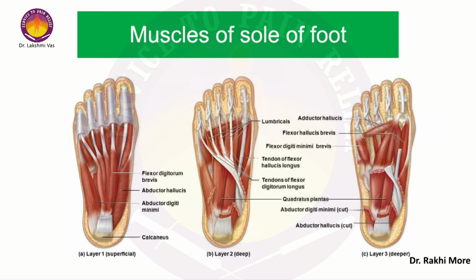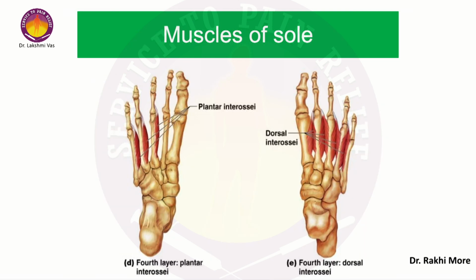This you will be able to appreciate during the dissection video. Here the pointer is not working, that is why I am not able to show you. And the third layer shows the adductor hallucis, the flexor hallucis brevis, and the flexor digiti minimi brevis. Deeper to that, you will see the plantar interossei, and the last layer will be the dorsal interossei, which are appreciated more from the dorsal aspect. So these are the muscles of the sole.